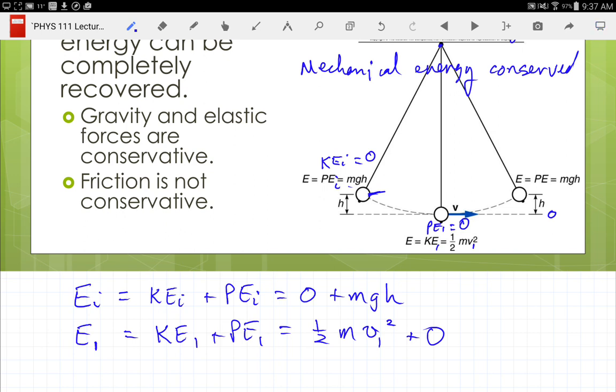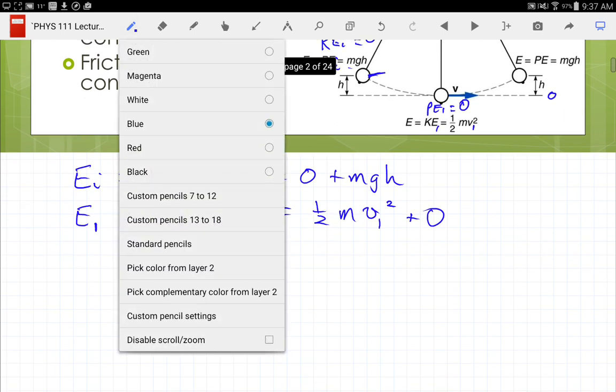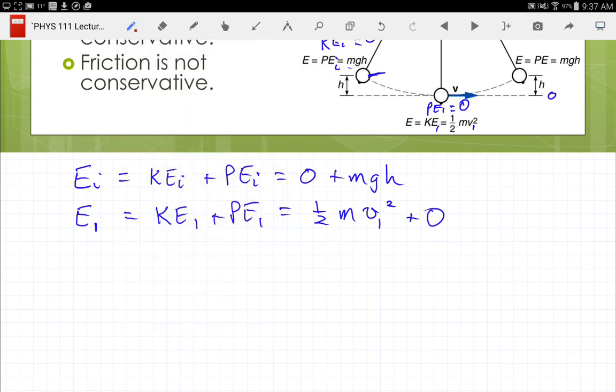What does conservation mean? Should have made sure that one was clear. In physics, if something is conserved, that means it does not change. So if mechanical energy is conserved, then mechanical energy is not going to change. So if I start with mechanical energy of mgh and I end with mechanical energy of 1/2 mv squared, what can you determine from those statements? They have to be equal.